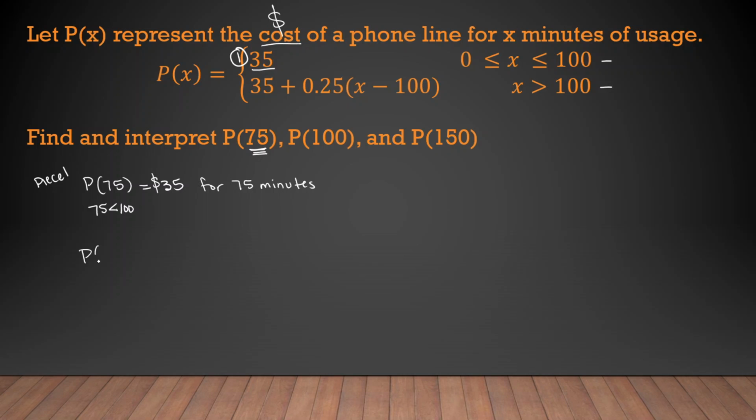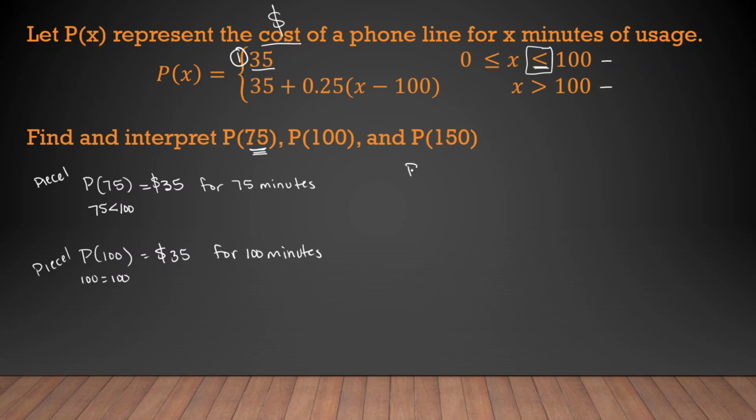Okay. P of 100. 100 is equal to 100. So that still falls into piece 1, because piece 1 can be equal to. And so this is still $35 for 100 minutes.